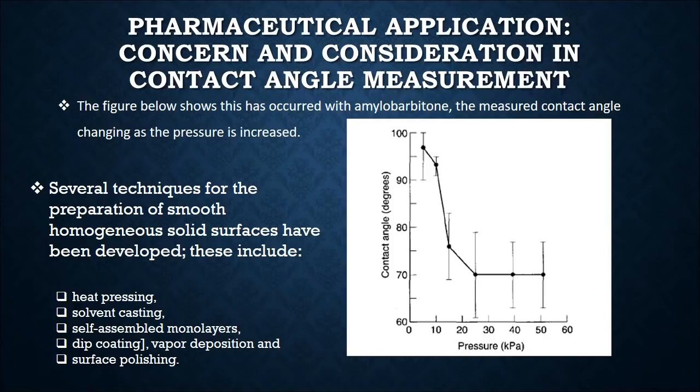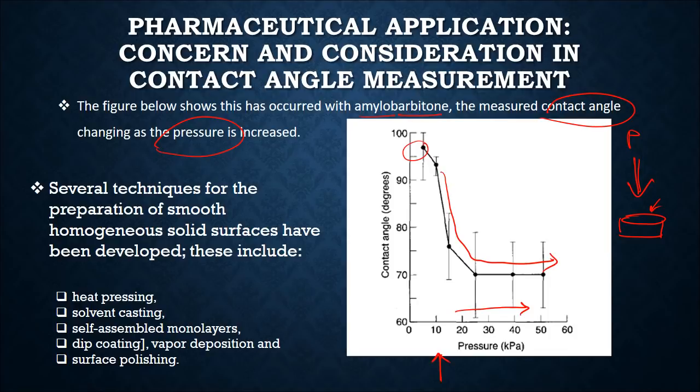Here is an example for amylobarbital, where the contact angle is measured as they change the pressure in producing the flat surface. They use, let's say, a tablet punch to produce a flat surface, and by changing the pressure of this punch, it changed the contact angle of water on top of this surface. At low pressure, the contact angle is very high, and when you increase the pressure, the surface of the tablet becomes smoother, and the reading for contact angle is much more consistent at the end.